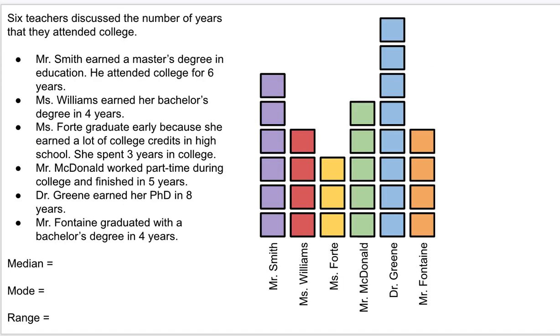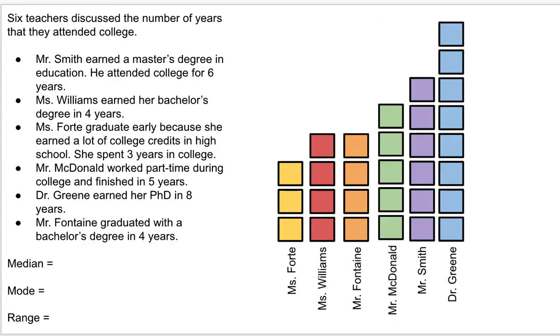Let's take a look at our teachers and how long they went to college. Now remember, it's a lot easier if we put them in order from least to greatest. Boom, there we go. All right, so Miss Forte spent the smallest amount of time in school, and Dr. Green spent the largest amount of time in school. Now who's in the middle? It feels like a trick question, doesn't it? Because really Mr. Fontaine and Mr. McDonald are both kind of in the middle here, aren't they?